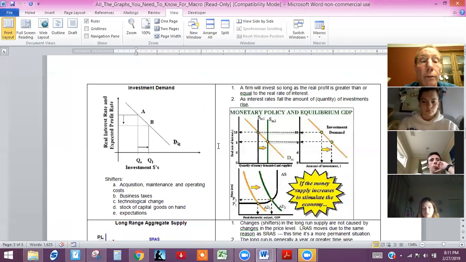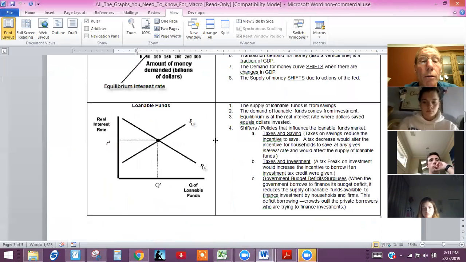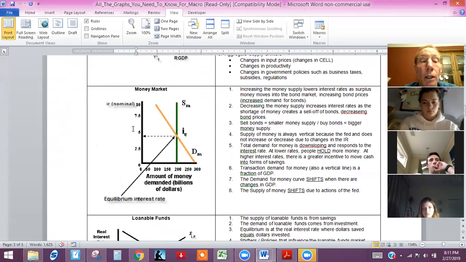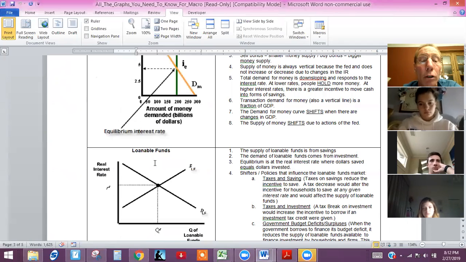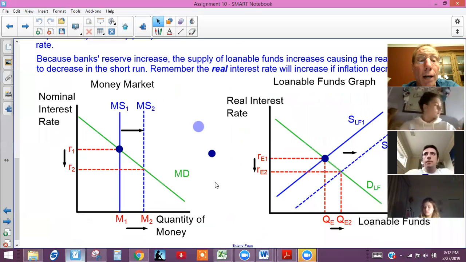And you can find it right here, isn't it? Now, I'm going to talk about this more, but don't get confused between the money market graph and the loanable funds graph. They're similar, but not the same at all. And I've got them right here, actually.